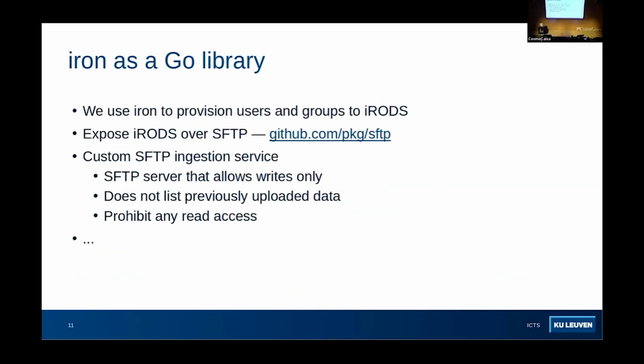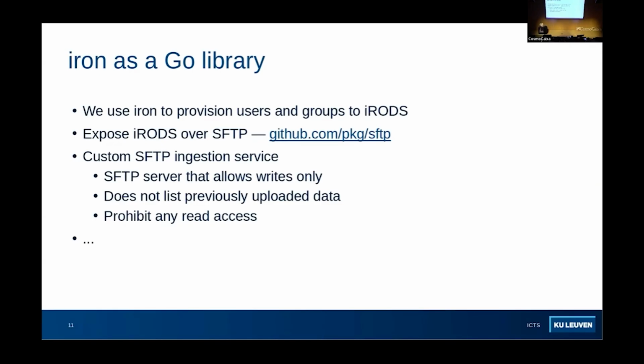So where do we use it as a library? We use iron internally to provision users and groups to iRODS from other sources. We also expose iRODS over SFTP. The SFTP part is already available in Go. We have some duct tape code that calls iron underneath.